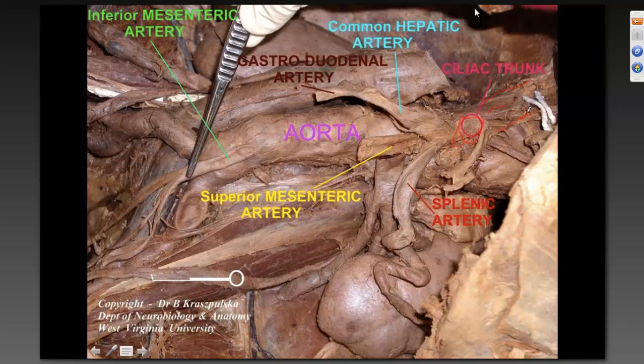And then as we go lower, the first thing we hit is the celiac trunk, which is going to have that Y coming out of it, right? One of those is going to be the common hepatic artery. One of those is going to be the superior mesenteric artery. And one of those is going to be the splenic artery.